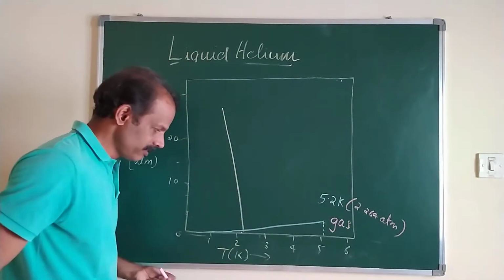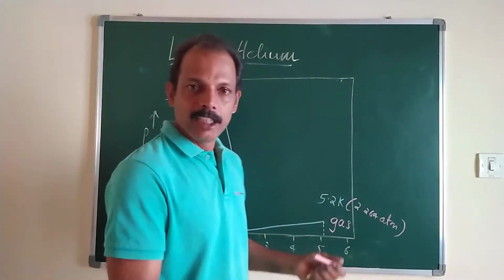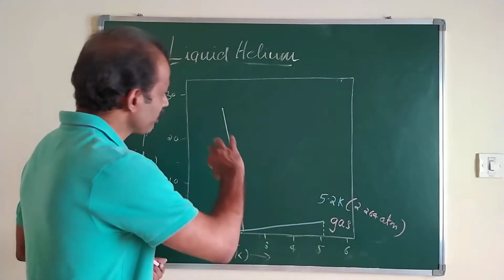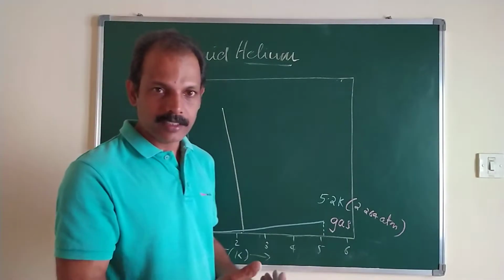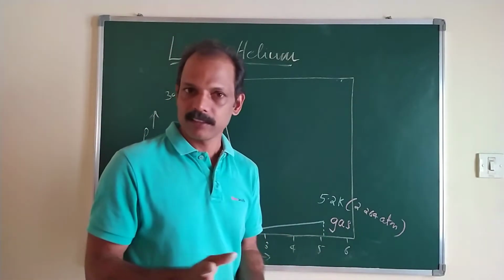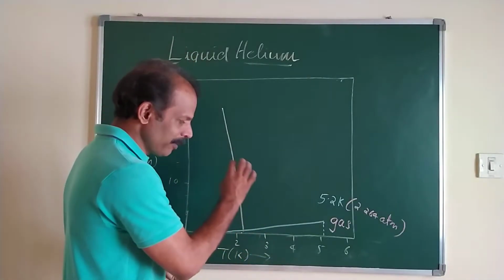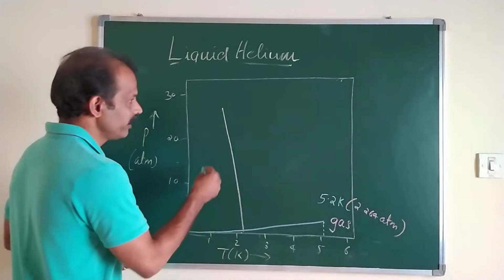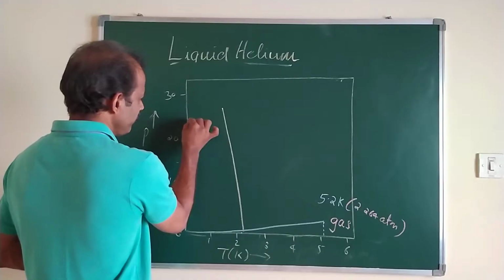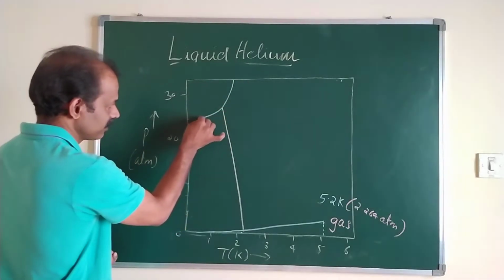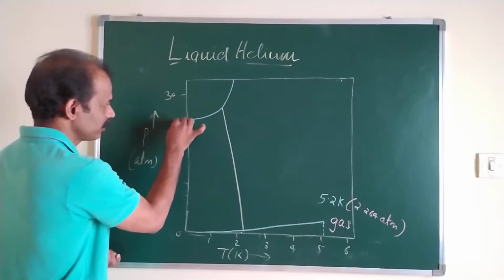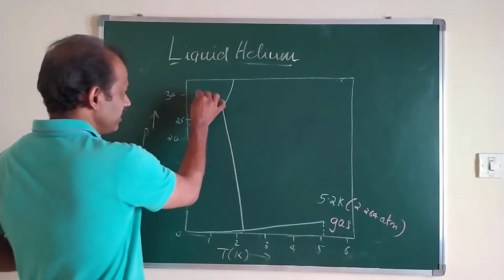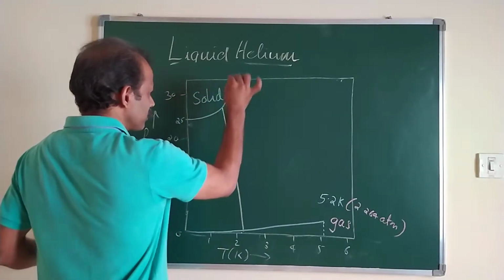Then we discussed that even at low temperature, helium exists as liquid at atmospheric pressure. So, in order to convert liquid helium into solid helium, we have to apply very high pressure. Helium remains liquid unless we apply a pressure of 25 atmosphere. At 25 or above atmospheric pressure, helium exists as solid.